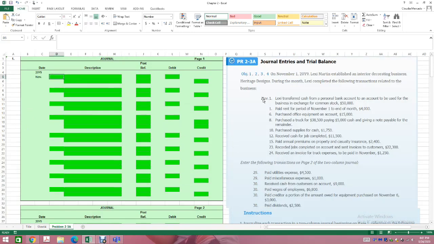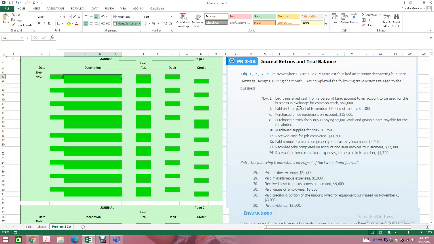So let's get started. November the 1st. Okay? So they already got November identified. I'm going to put November the 1st right there. Okay? It says Lexi transferred cash from a personal bank account to an account to be used for the business in exchange for common stock, $50,000. So Lexi is opening up a brand new business.